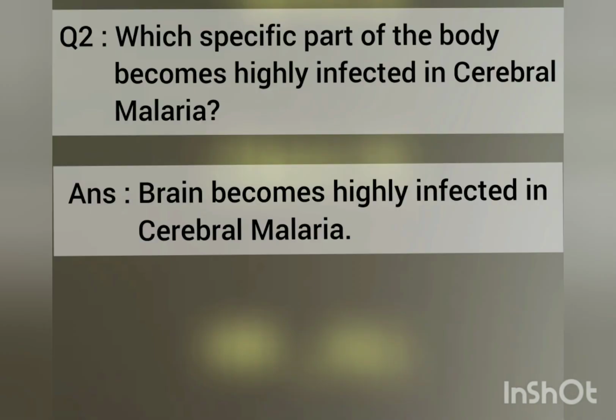Question number 2. Which specific part of the body becomes highly infected in cerebral malaria? Answer. Brain becomes highly infected in cerebral malaria.